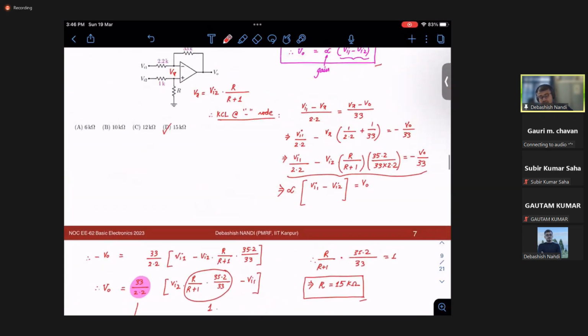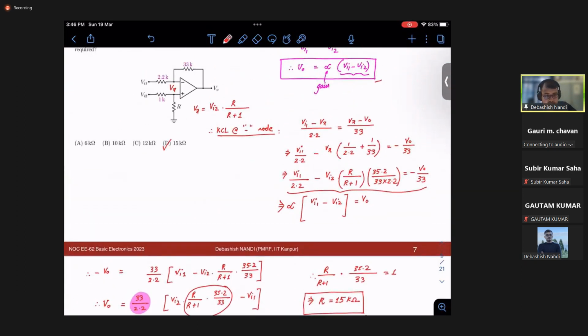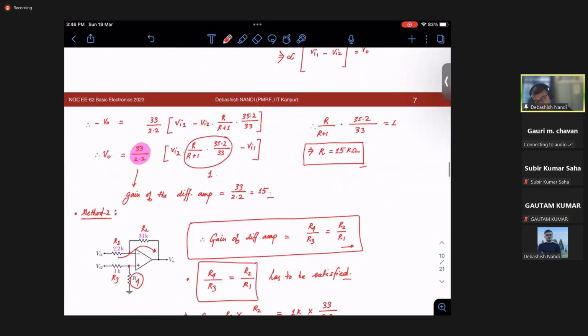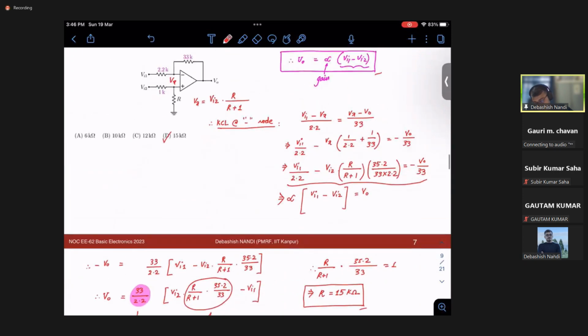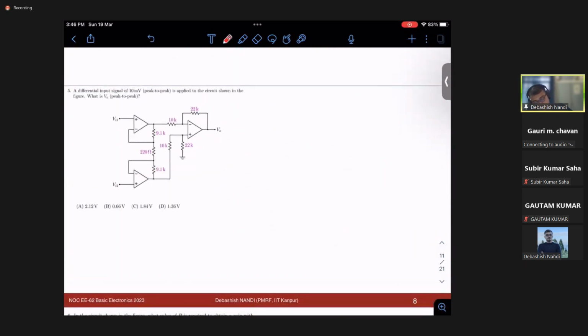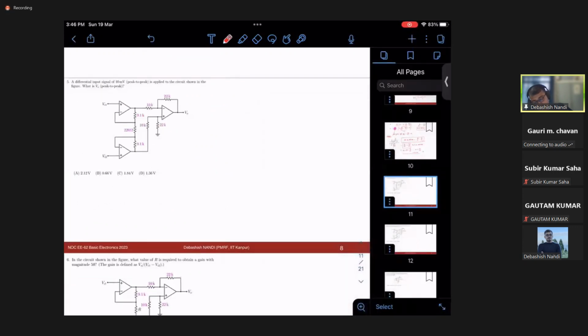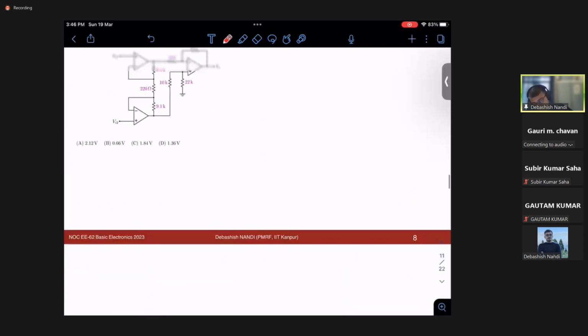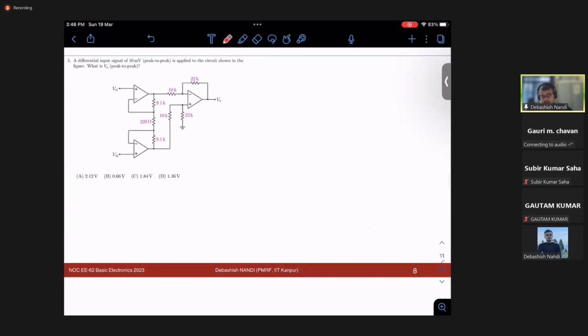Let's move to problem number 5. So problem number 5 is telling us about a circuit that is looking like a difference amplifier, an improved difference amplifier. Okay, first let me solve this circuit, then I'll tell something more about this circuit. Okay, that will be better.